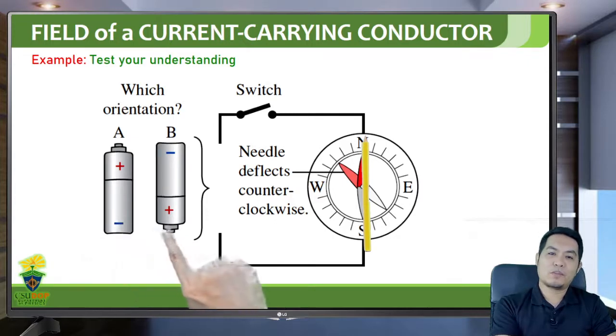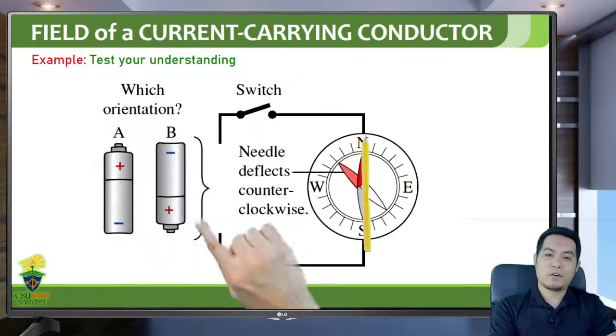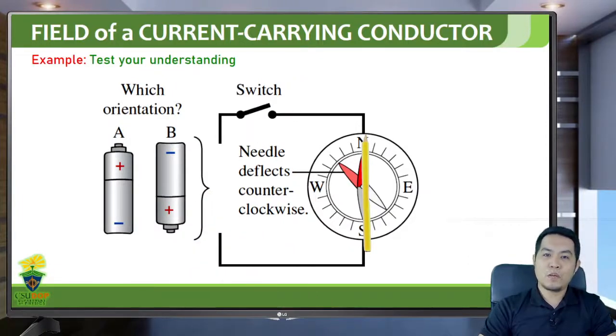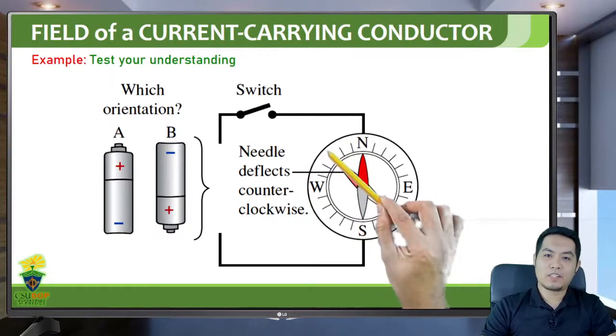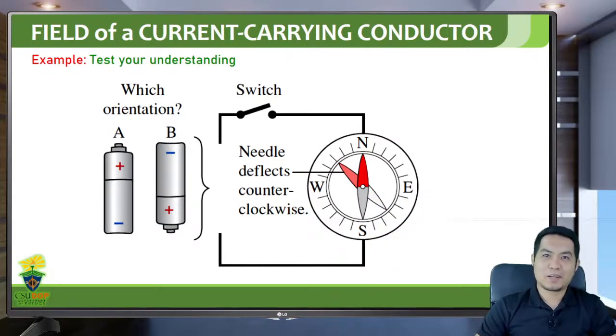Now, which orientation of the battery, this orientation where the positive terminal is on the upper side, or this orientation where the positive terminal is on the lower side, will make the compass needle deflect counterclockwise in this manner? Think about it for a second. Okay, one second is up.